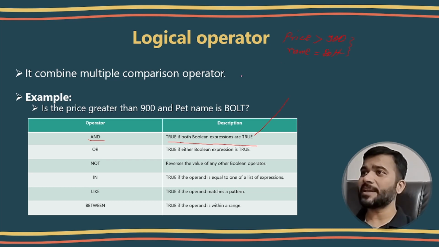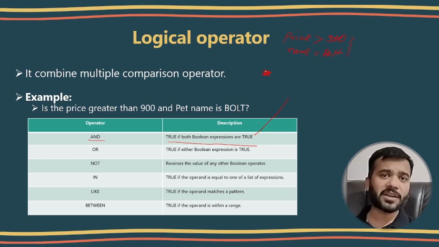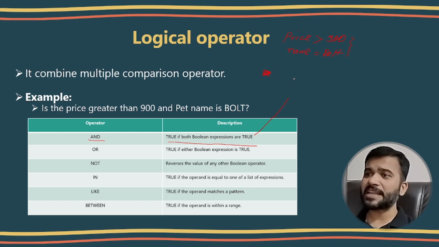How to write in a query? So first let's say we are using the pet table. These are all the data in the pet table. So how are we going to write? Select, and let's not write the query. First understand what exactly this statement is. So true if both expressions are true.